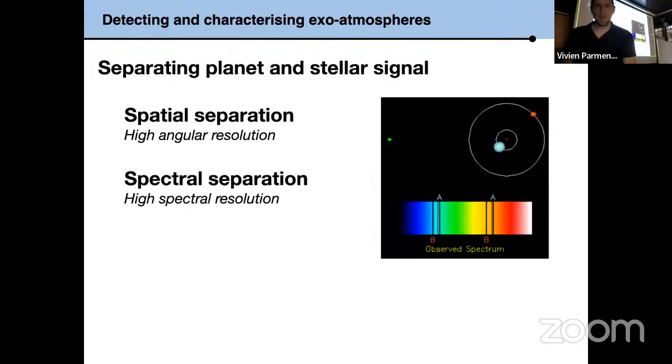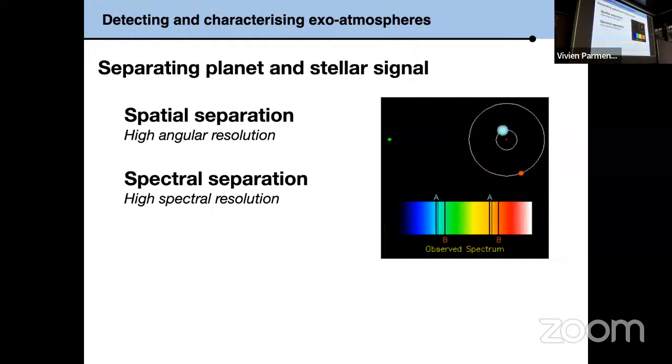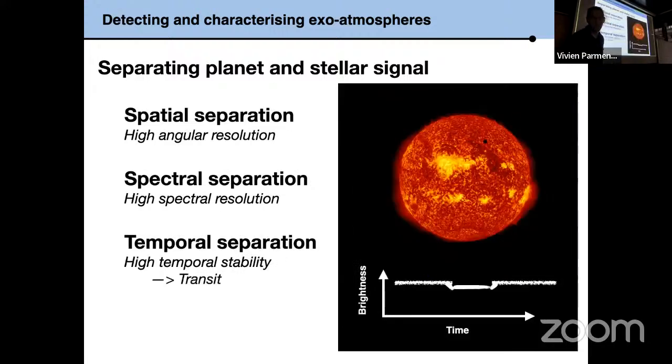We can do spectral separation at high spectral resolution, and that's what we do with ground-based. Again, I'll talk about that at the end of the talk. That's based on the fact that here, the planetary lines, as the planet orbits the star, move with time, and that allows us to distinguish them from the stellar lines in the field. And most of what we do with James Webb is temporal separation. So basically transits, where the planet goes in front of the star, and you can measure what's before and what's after.